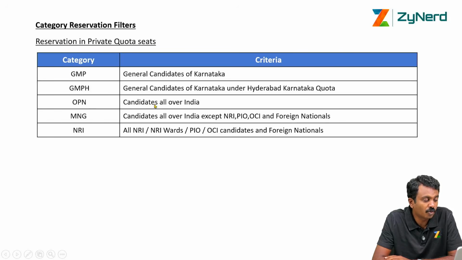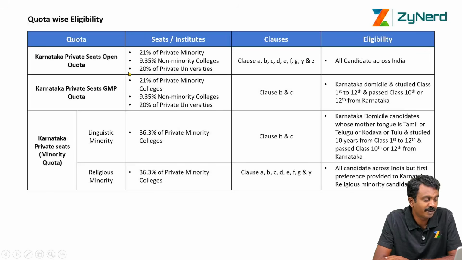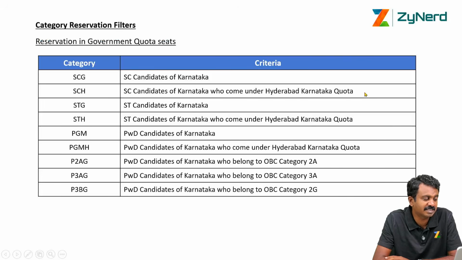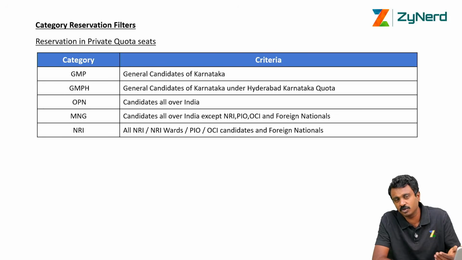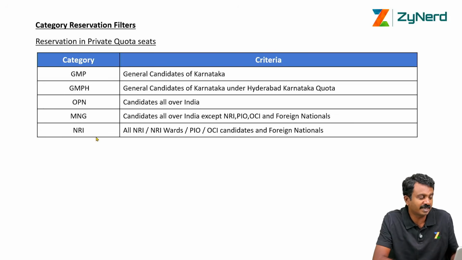If you are selecting open seats, then select open, which is for open candidates across India. If I am selecting GMP seats, what is GMP? We already said GMP seats. Then if you are eligible for that, select GMP as the category. If you want MNG seats, MNG is the other seats, then select MNG. And if you are an NRI or open or foreign national or OCI who is looking for NRI, select category reservation as NRI.